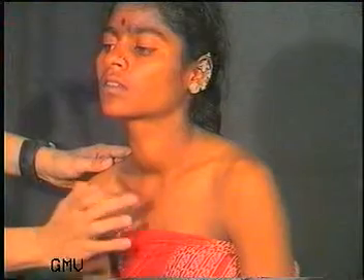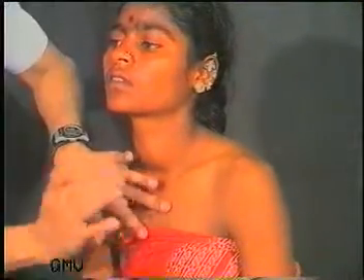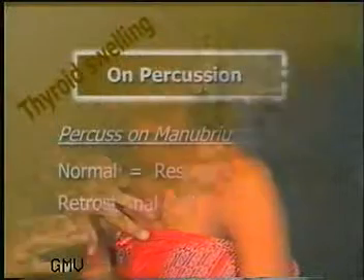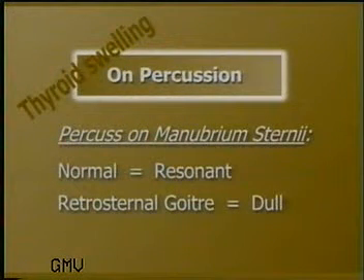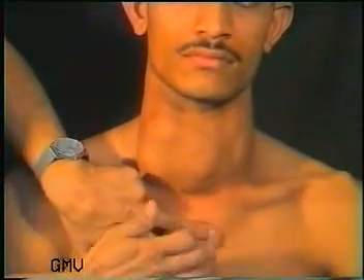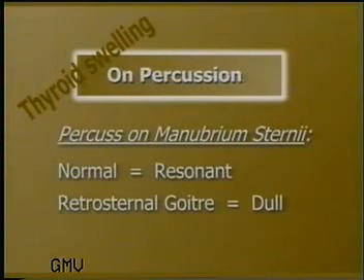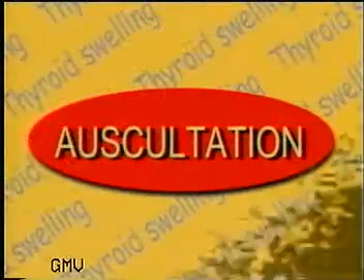Percuss directly over the manubrium sterni or use a heavy percussion stroke. Normally the note is resonant due to air in the trachea behind the manubrium sterni. If the percussion note is dull, suspect a retrosternal extension of thyroid which descends between the trachea and the sternum and comes to lie between the manubrium sterni and the air column.